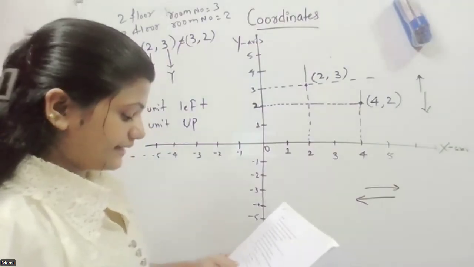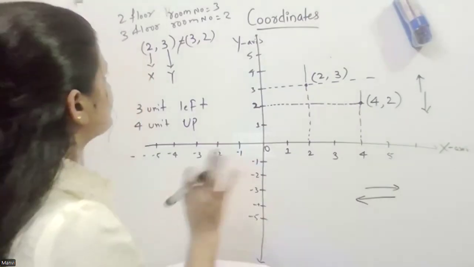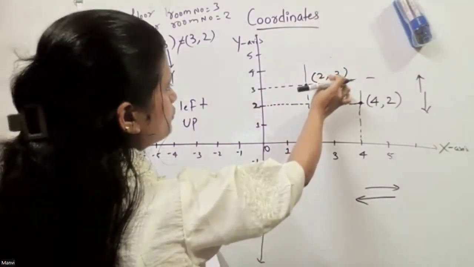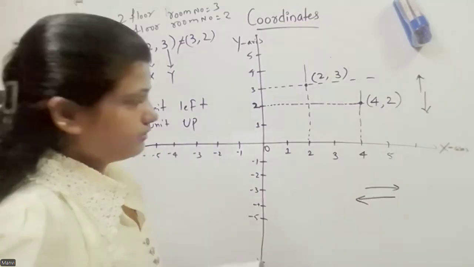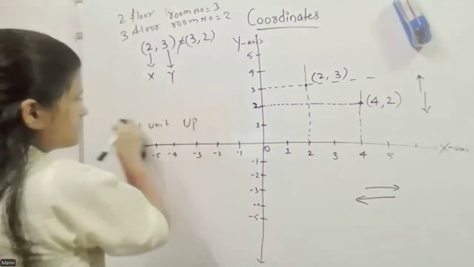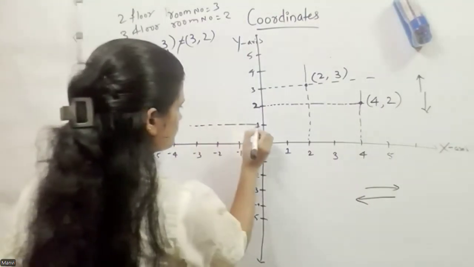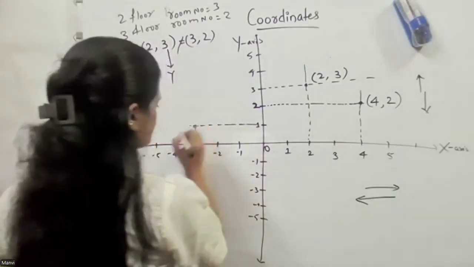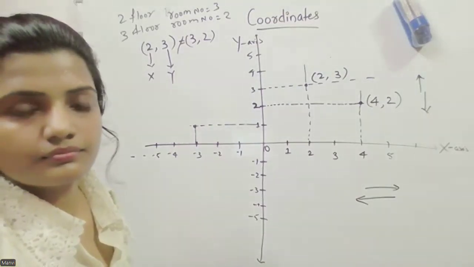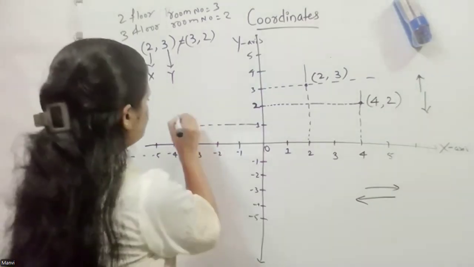Okay. Then whenever we denote a coordinate, we have to make sure that we separate both values with a comma in between. Okay, so now please tell me what is the coordinate of this point? It's minus 3 comma 1. Very good.